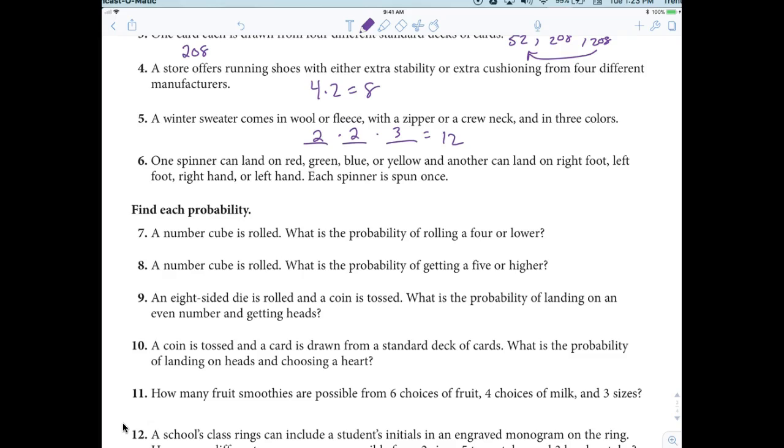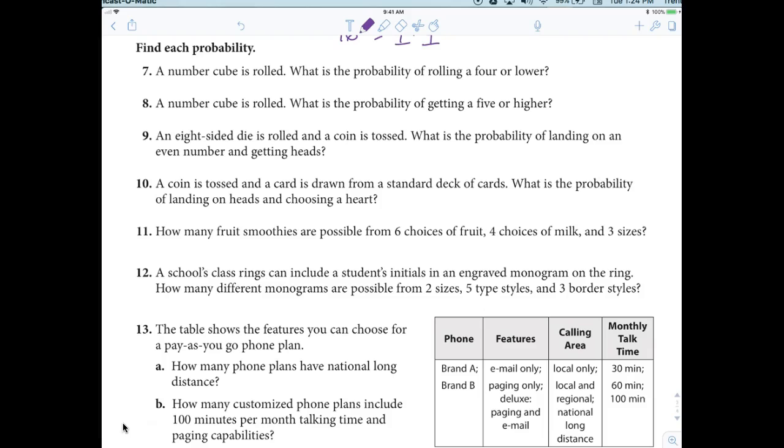Now, you have 1 spinner that can land on red, green, blue, or yellow. Another can land on right foot, right hand, left hand. How many outcomes are there? I got 16. Does everybody agree with there being 16 outcomes? Allison, you good with that? Kate, you good with that? 16 possible outcomes because it was 4 times 4. Okay, so now we're getting into the probability part.